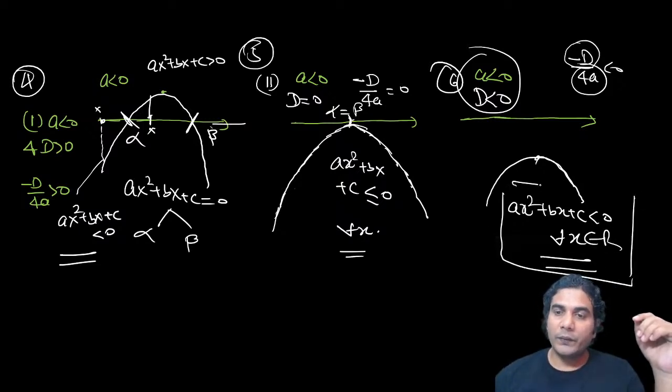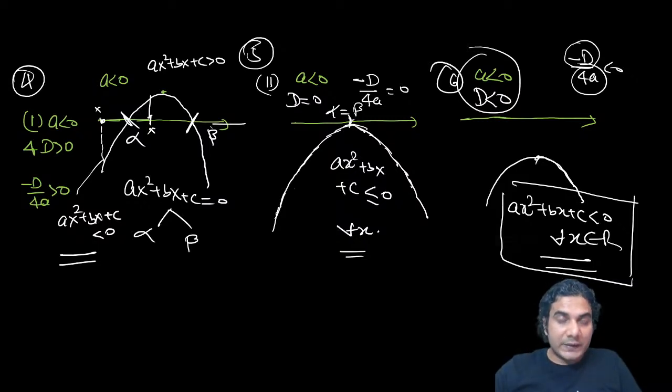Okay. So when is a quadratic always negative? When the coefficient of x square is negative and discriminant is less than 0. I told you this point when we were doing inequations, but there I did not explain the logic behind it. All right. So this is the logic.